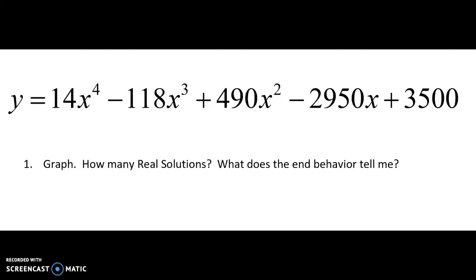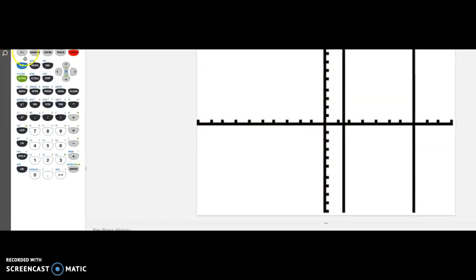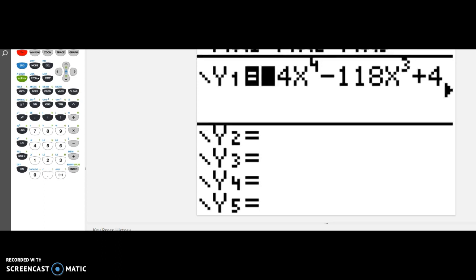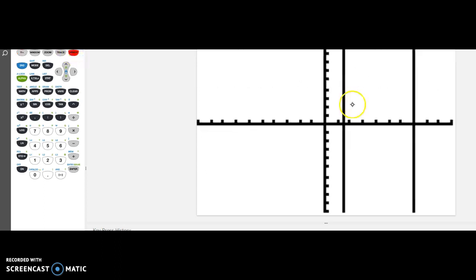This is a tutorial on how to solve polynomial equations, and we've got this fourth degree polynomial that we're trying to solve. And step one for me is to look at the graph and see what I can determine from that. So I'll go to the graphing calculator, and I've already got this entered in as y equals. When I look at the graph, I can see I have two real solutions on here.